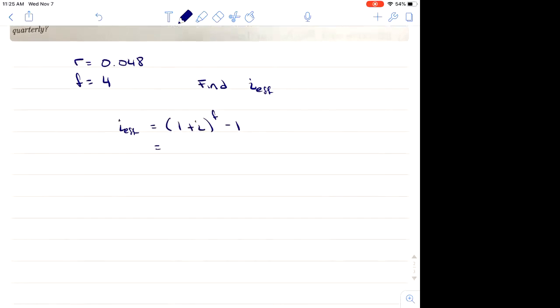Looks familiar. 1 plus I, right? I guess I should have calculated I. I is R over F, 0.048 over 4 to the power of F, which is 4, minus 1. 0.048 divided by 4. I'll just make a quick note of what I did here. I equals R over F, which is 0.048 over 4.